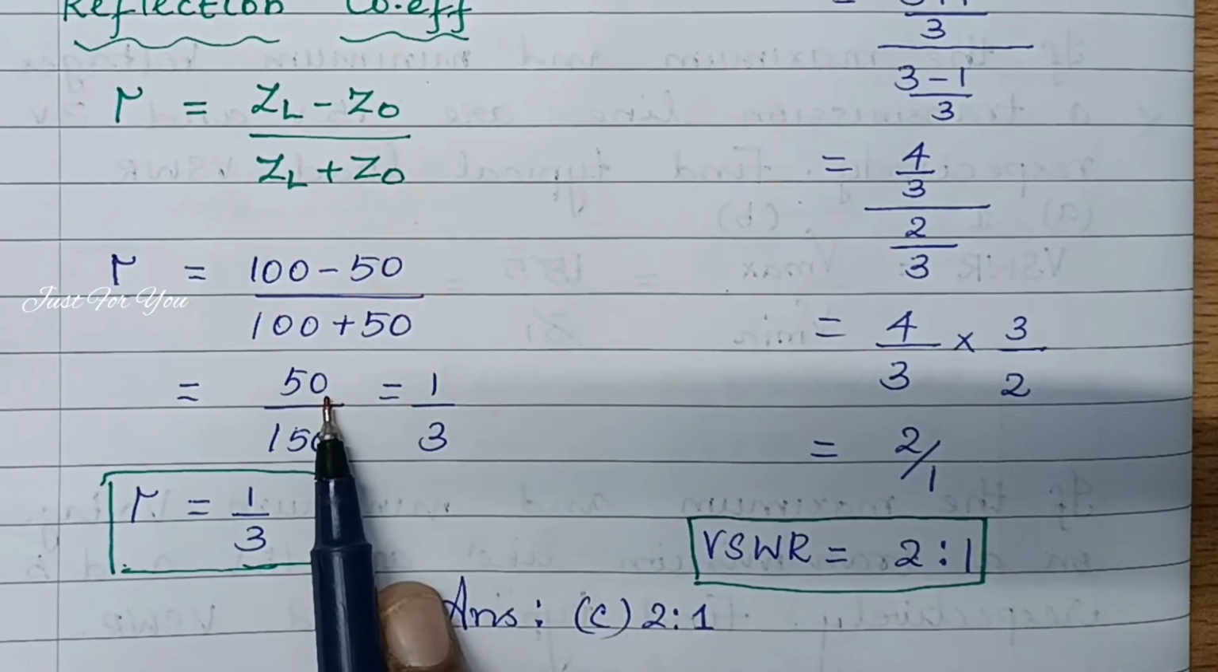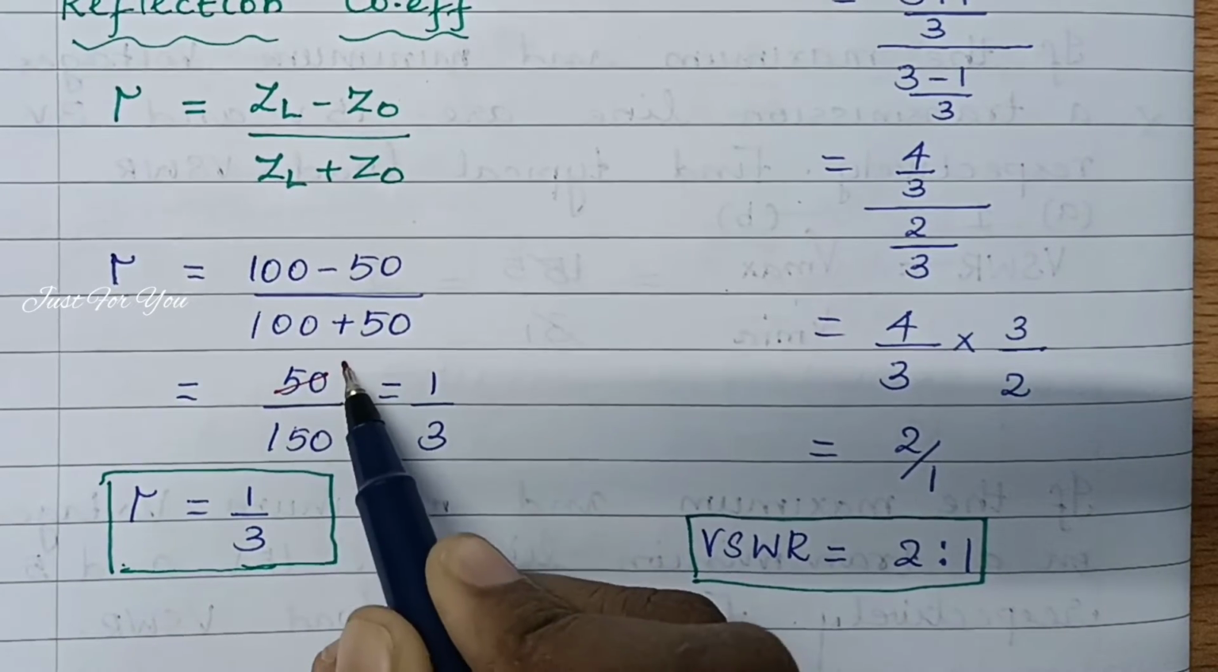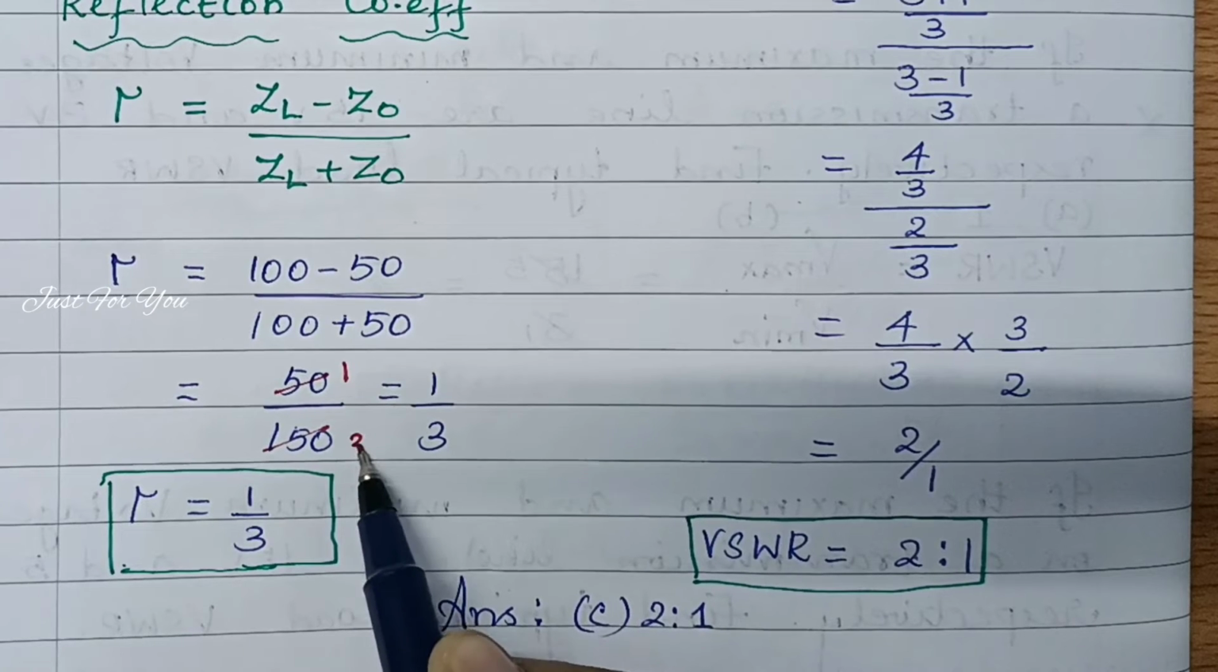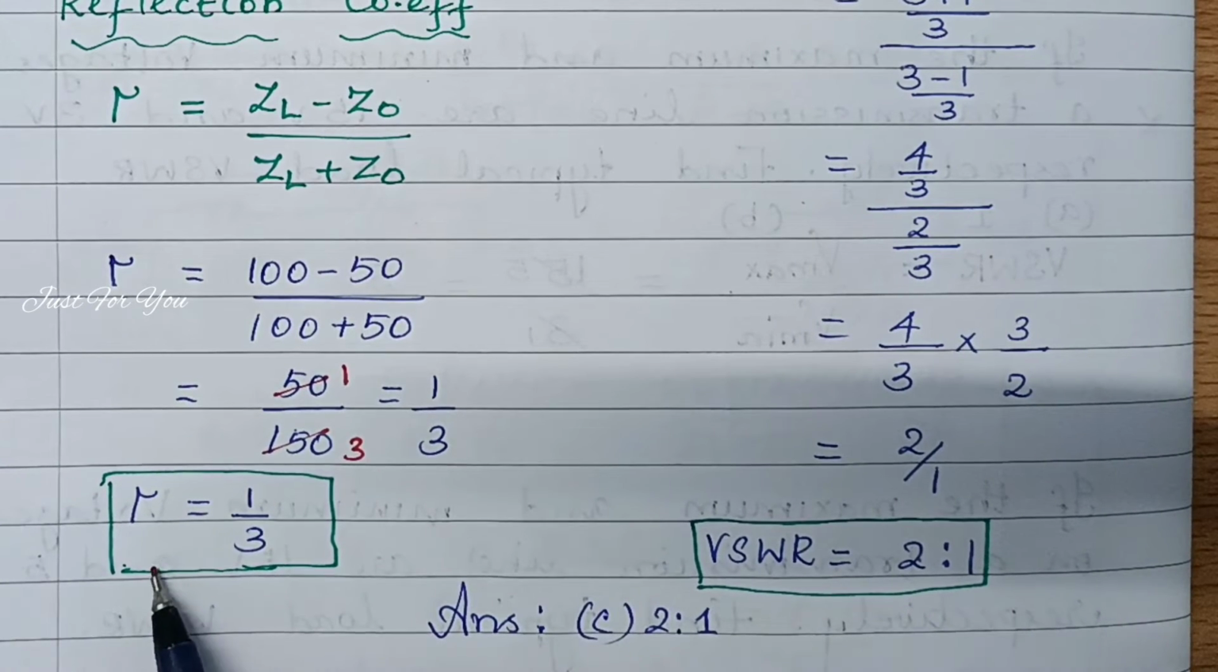So 100 minus 50 is 50 and 100 plus 50 is 150. And we can cancel this. 150 is 50 and 3 times it is 150, which is equal to 1 by 3. Now we have found the value of reflection coefficient.